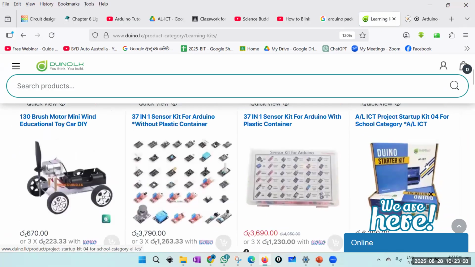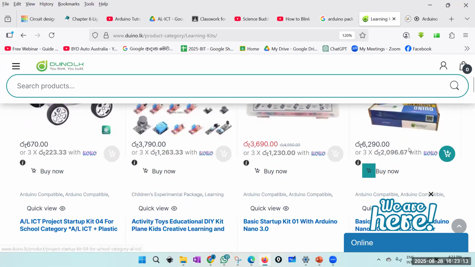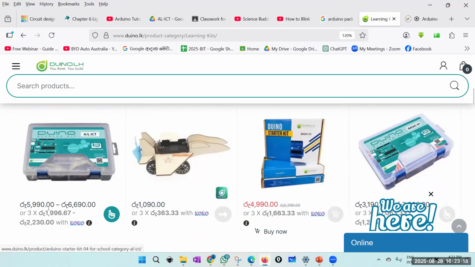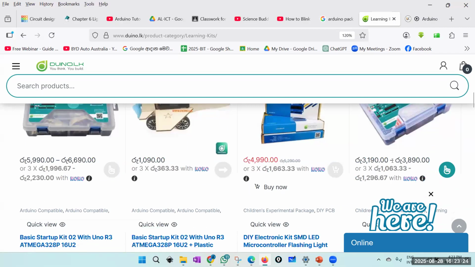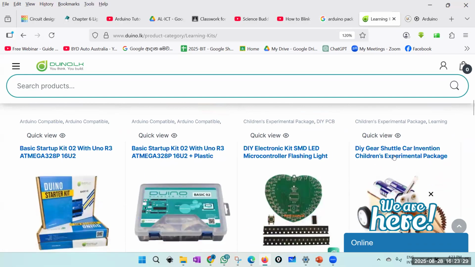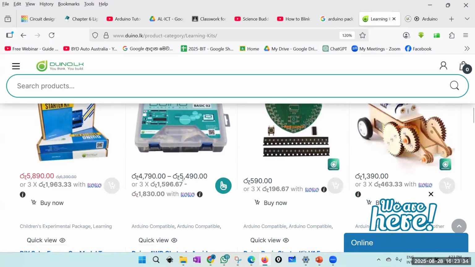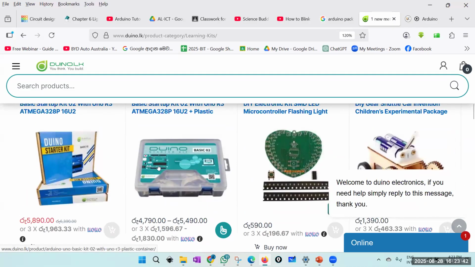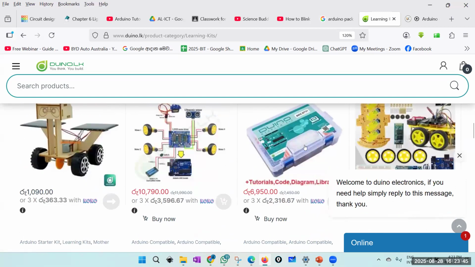Something like an Arduino starter kit. You can see an A-level ICT project starter kit for the school category. This one is 6,290, and there can be other variations, like 5,900 to 6,990. This one is 3,190. You just need a very basic pack, and these packs are good enough. Of course, if you want to go into serious robotics and so on, buy something much more complicated. But most of the time these are good enough.